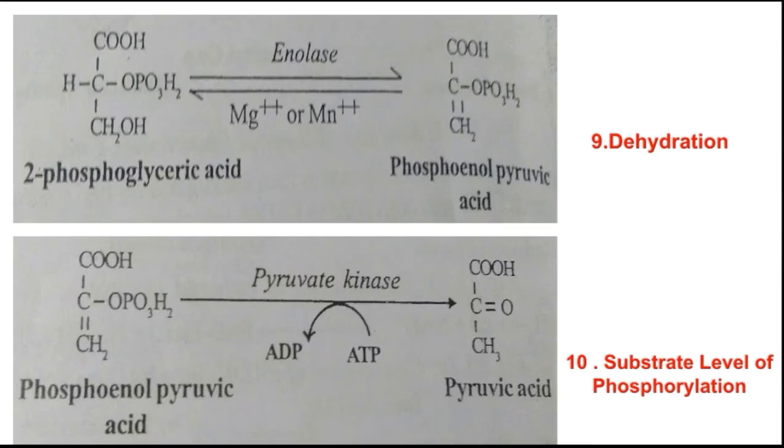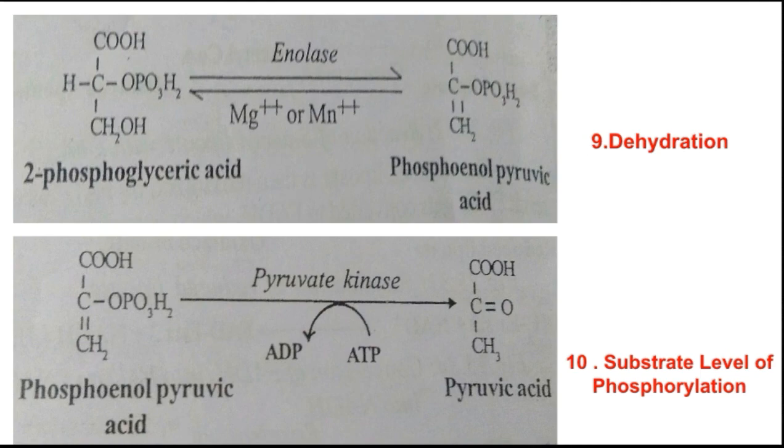The next step is the dehydration step. After the isomerization, the 2-phosphoglycerate is dehydrated by the action of the enzyme enolase, in the presence of magnesium and manganese, to yield phosphoenol pyruvic acid, which has a high energy enolic phosphate group. So phosphoenol pyruvic acid is formed.